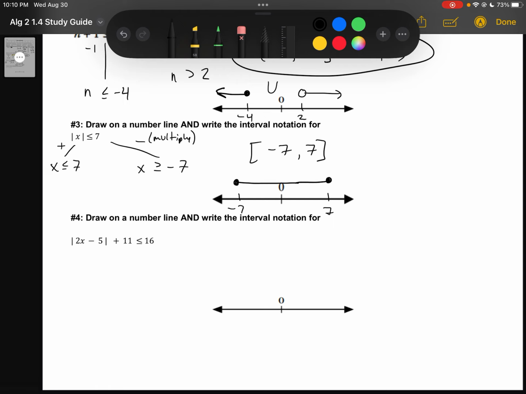Last one, this is where it's going to take us a little bit more solving before we get to that graphing step. We still need to bring that negative 11 over first, so we get the absolute value by itself. Once we get this absolute value by itself, that is where we can split into our plus and into our minus. So 2x minus 5 less than or equal to 5, and then we'll have 2x minus 5 greater than or equal to negative 5. So again, negative side, we are going to flip that sign.